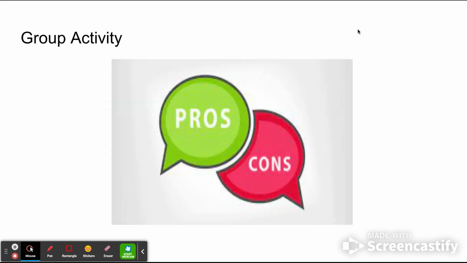Now we're going to have a group activity. Here in a second, after I finish asking the question, I would like you to pause the video. Please group up and list 2 to 3 pros and cons of AI facial recognition, and then we will rejoin.